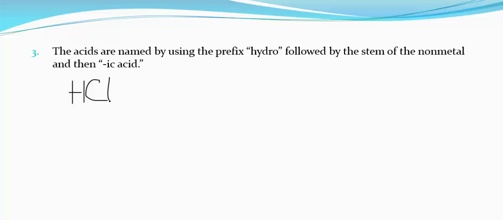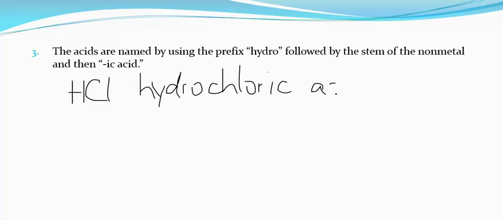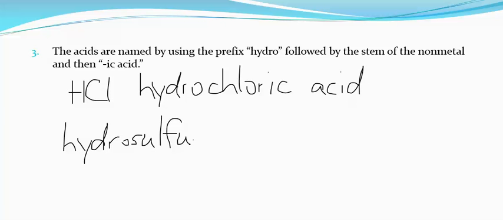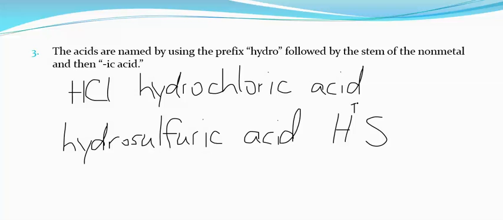HCl, prefix would be hydro, nonmetal stem is chlor, and then -ic acid. Let's do hydrosulfuric acid. It's got hydrogen and it has sulfur, and just like with the binary ionic, we have to do charges. Hydrogen is a +1 when it's with a nonmetal. Sulfur is in group 6, so that means it's -2. So hydrosulfuric acid would be H2S when we cross the charges.